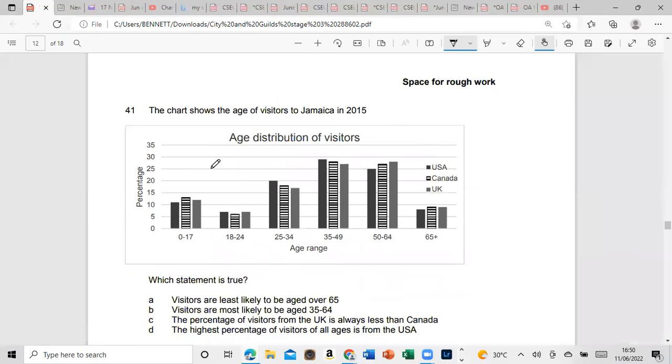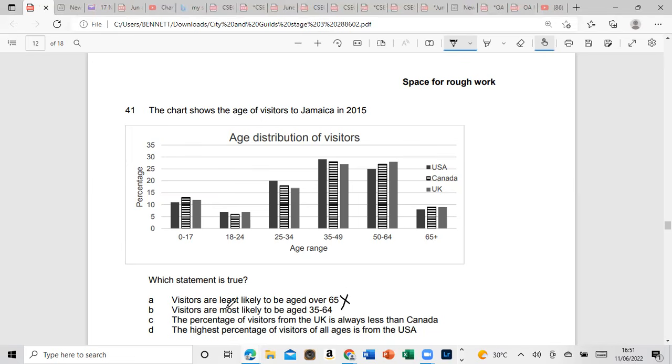All right, the chart shows the age of visitors to Jamaica in 2015, age distribution, and they give us the key: Black USA, Canada in the middle, and UK on the side. So which statement is true? Let's see what they say. Visitors are least likely to be age over 65. Least likely? No, they are more likely. Notice all of the bars are bigger than this 65.